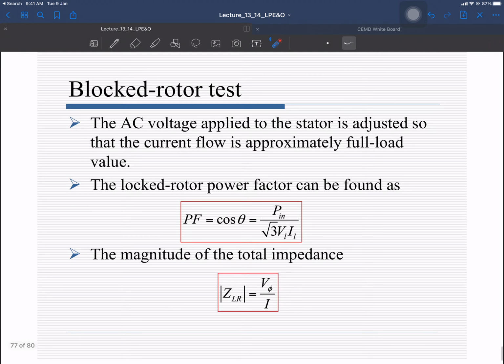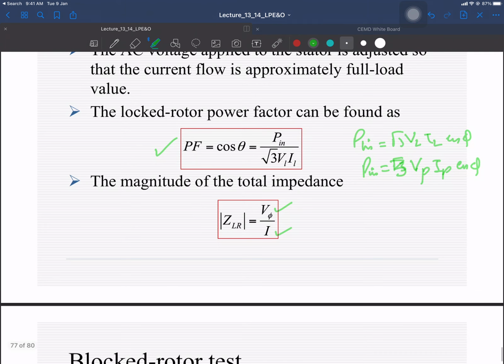Okay, so the AC voltage applied to the stator is adjusted so that the current flow is approximately the full load current or the rated current of your machine, and then the locked rotor power factor can be determined using the simple expression of the power P in, that will be equal to root 3 times V line I line cos phi, or in terms of phase voltages you can write root 3 into V phase into I phase into cos phi. You can determine it in either way. So you can determine the power factor, and the magnitude of the total impedance can be determined by V phase divided by the current, right?